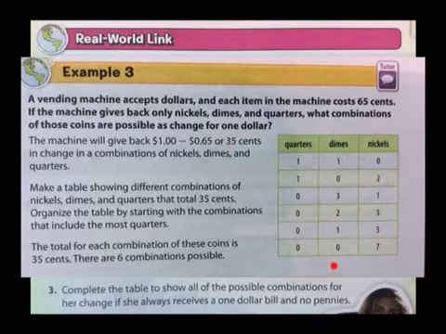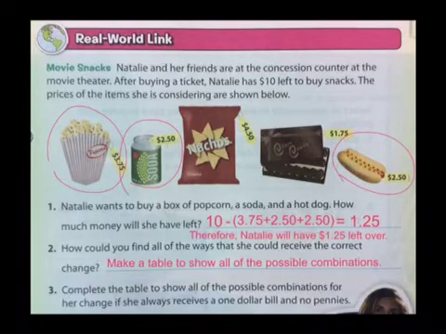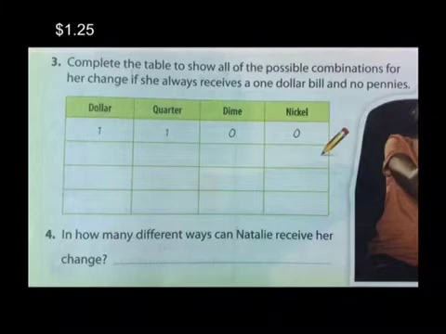Well, we're going to use the same strategy of a table to solve what our change can look like. So as I mentioned, we will make a table to show all of the possible combinations. So let's do that for number 3. Now let's remember that our change was $1.25, right?